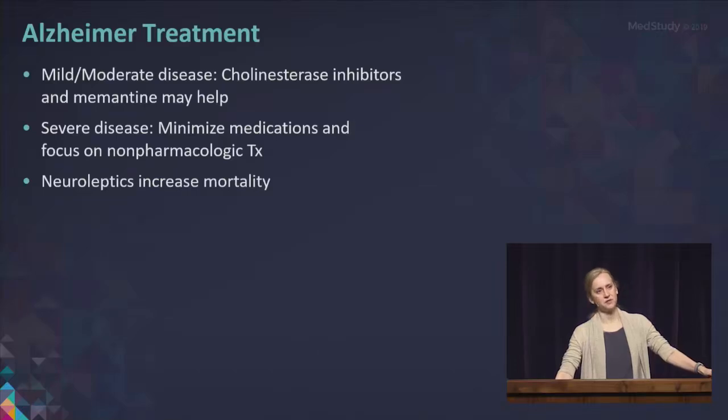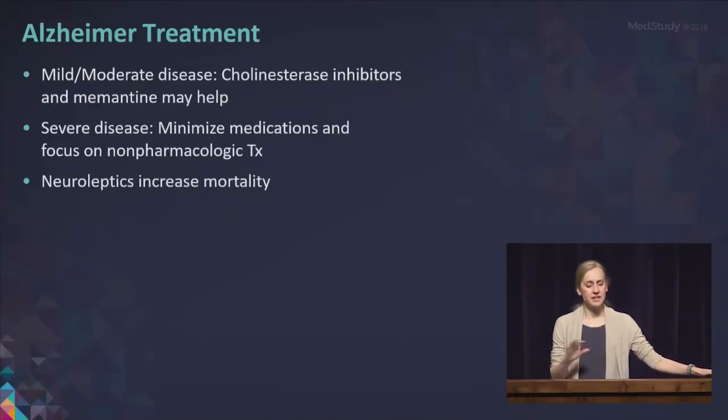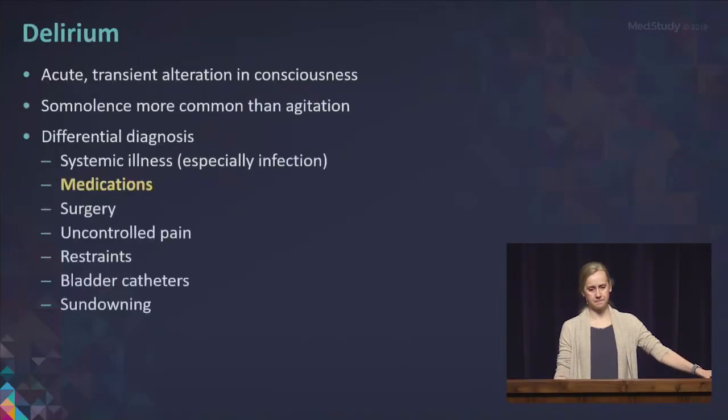So Alzheimer's disease. If it's mild or moderate, then you can try these cholinesterase inhibitors and memantine. They may help. They may delay the time until the patient needs nursing home care. But if it's severe disease, you're really going to start minimizing medications, minimizing interventions, start talking about goals of care and advance care planning with the family, and just focus on comfort and non-pharmacologic treatments. Remember that neuroleptics increase mortality. So unless the person is really at risk to themselves or others, we're going to avoid all of those antipsychotic medicines in patients with dementia.